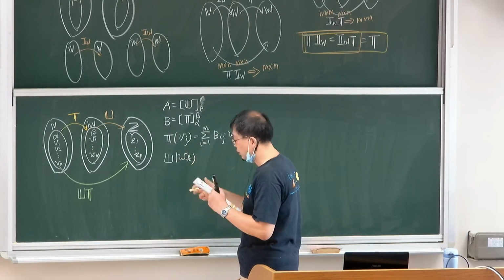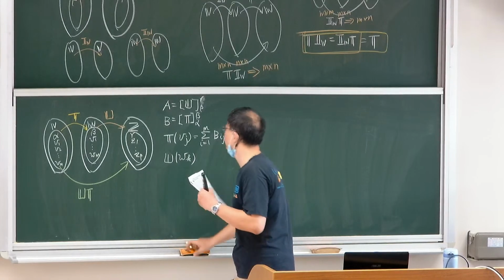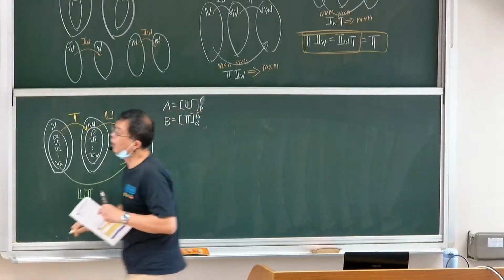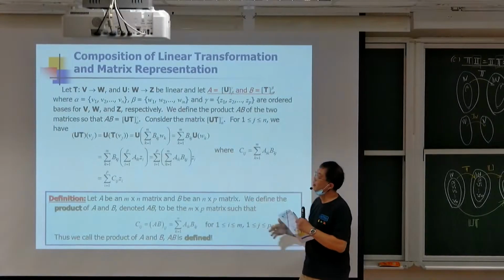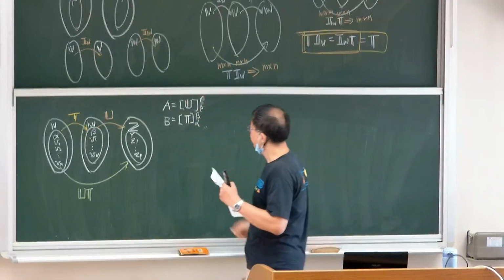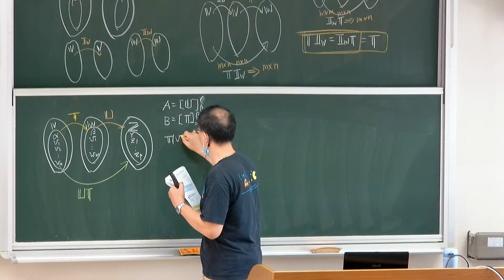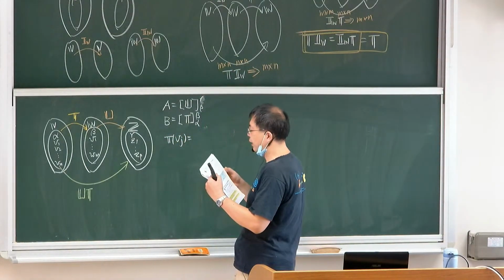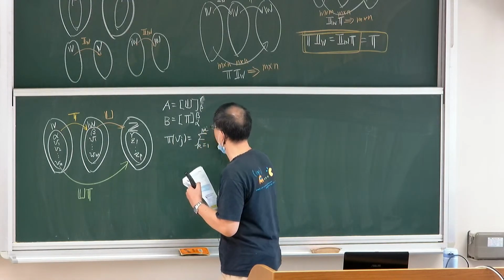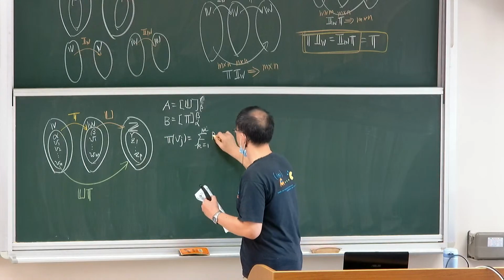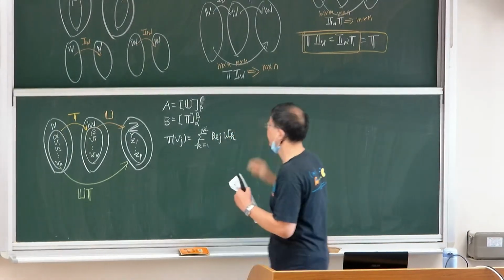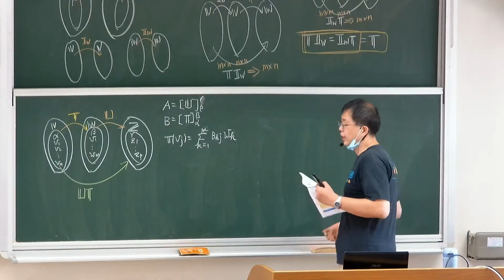Maybe I have to change the variable a little bit. Sorry, I have to be consistent with the lecture note here. Let me rewrite it. T sub Vj, I can write as summation K equals 1 to M, Bkj times Wk. Okay, to make it more clear.